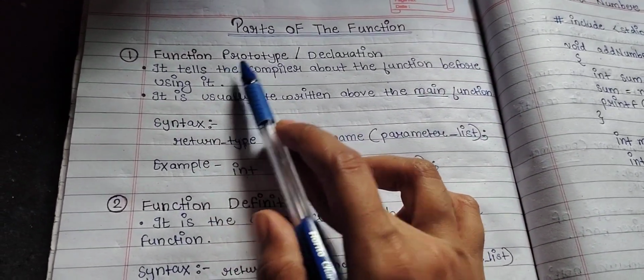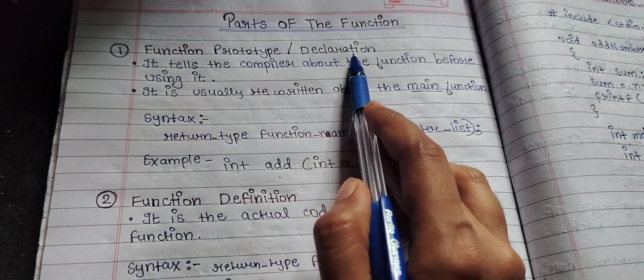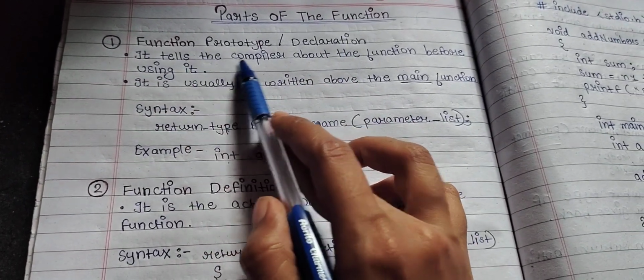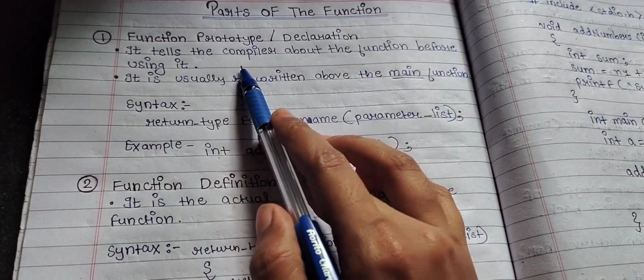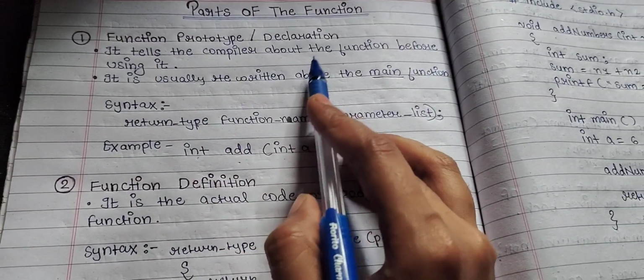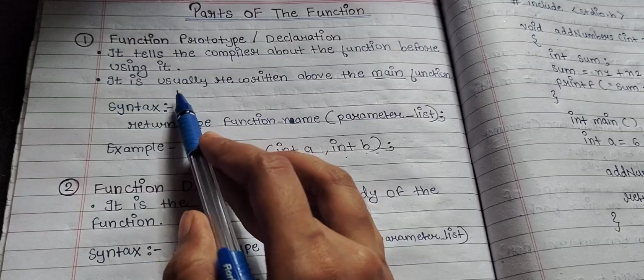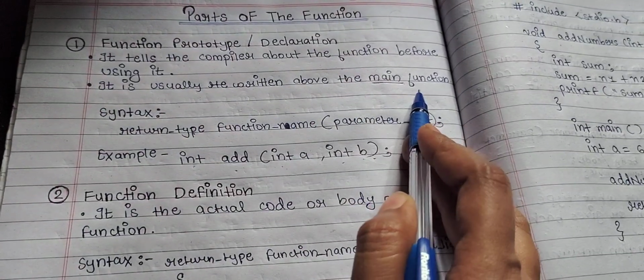The first is function prototype, it is also called function declaration. It tells the compiler about the function before using it. That means here we have to declare the function before using it. It is usually written above the main function.